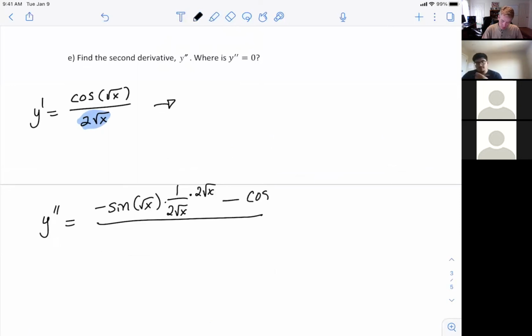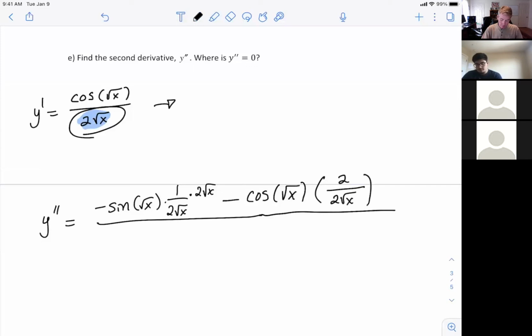Now leave the top one alone. And then take the derivative of the bottom one. So the 2 would just stay there. And the derivative of the square root is 1/2 times the square root of x. And finally, for the last part of the quotient rule, just take the bottom part, put it in parentheses, and square it.